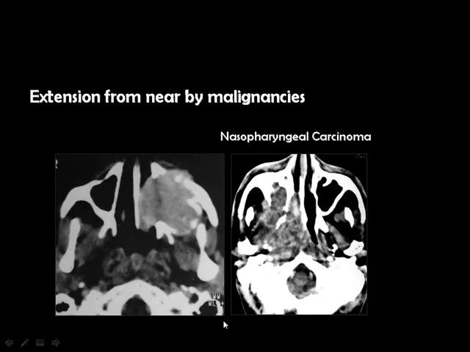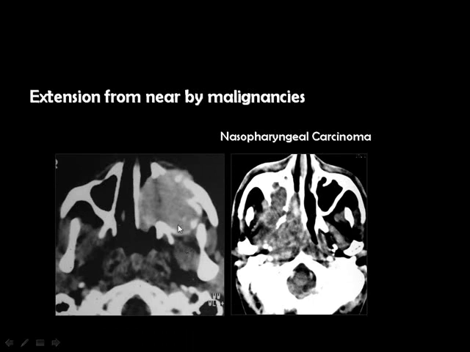The paranasal sinuses may also be affected by tumors coming from nearby organs, like cases of nasopharyngeal carcinoma that can invade the maxillary sinus, and you can see the difference between a tumor invading the sinus and a tumor originating inside the sinus.